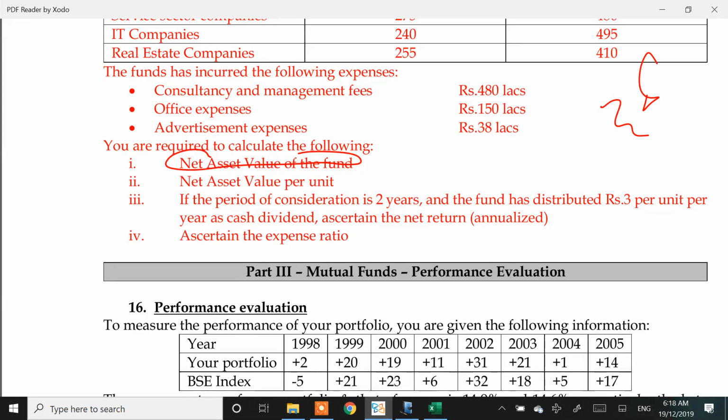If the period of consideration is 2 years and the fund has distributed, ascertain the net return. Return is going to be NAV1 minus NAV0 plus D1 plus CG1 divided by NAV0 into 100. That's called holding period return. If you do into 12 by M, you will end up getting the annualized return which is needed. The new concept which you are going to learn is on expense ratio. That's the only concept which is going to be additional.